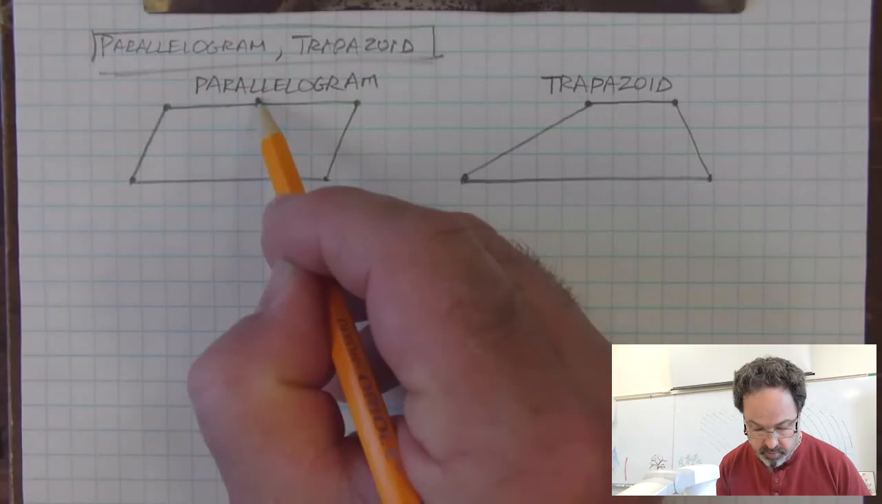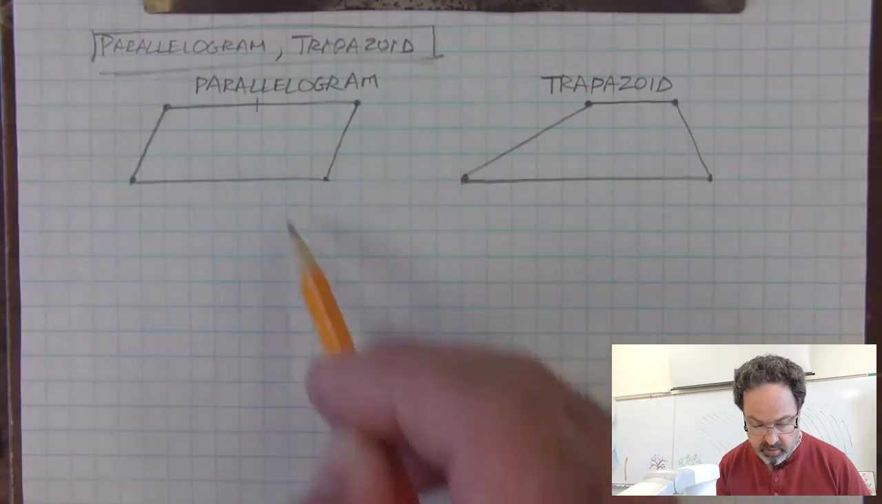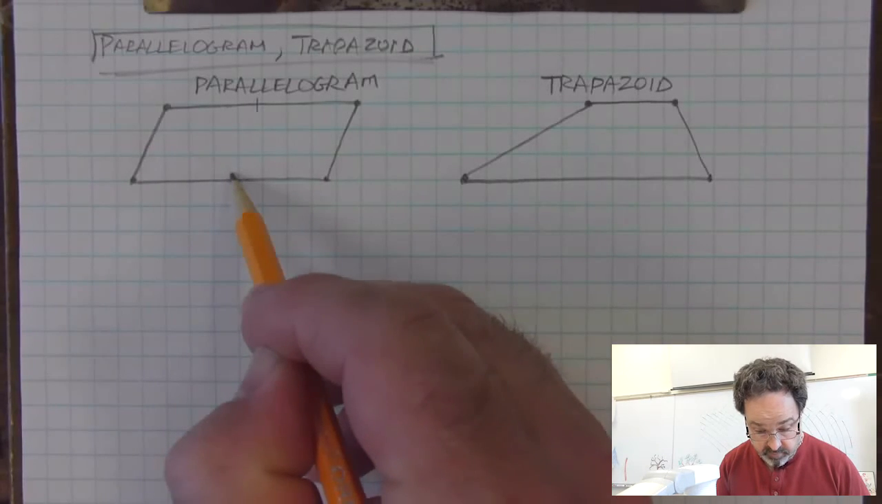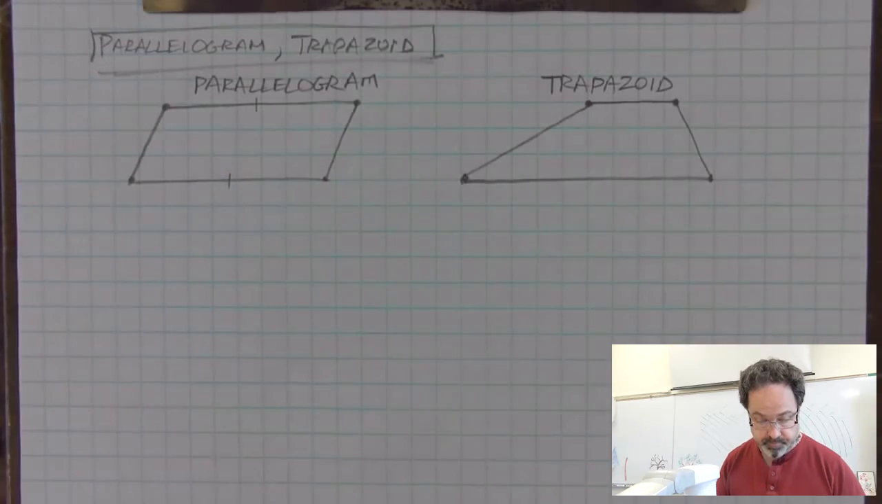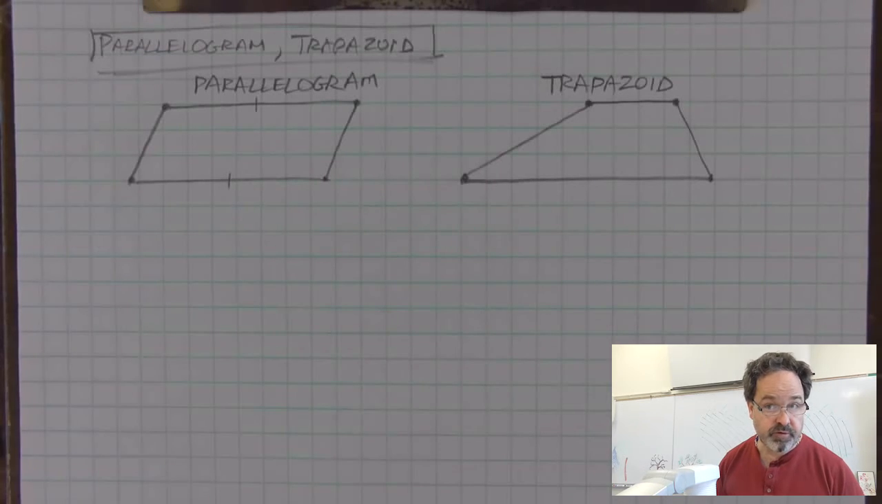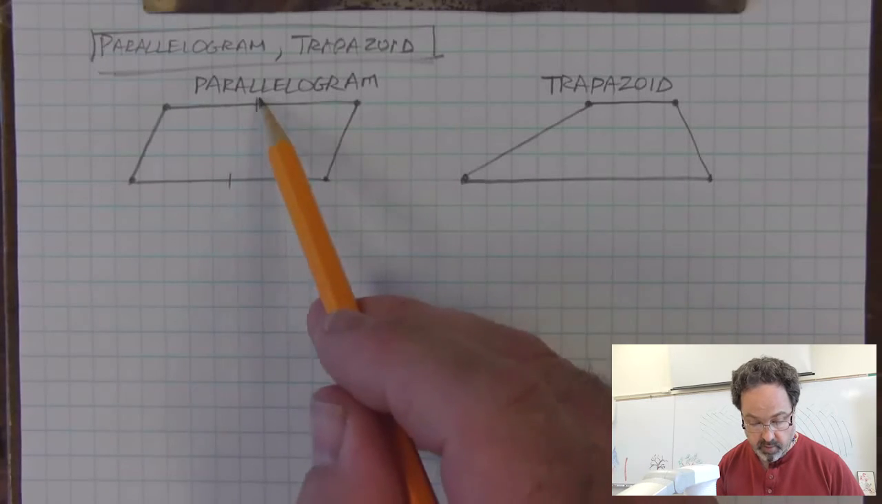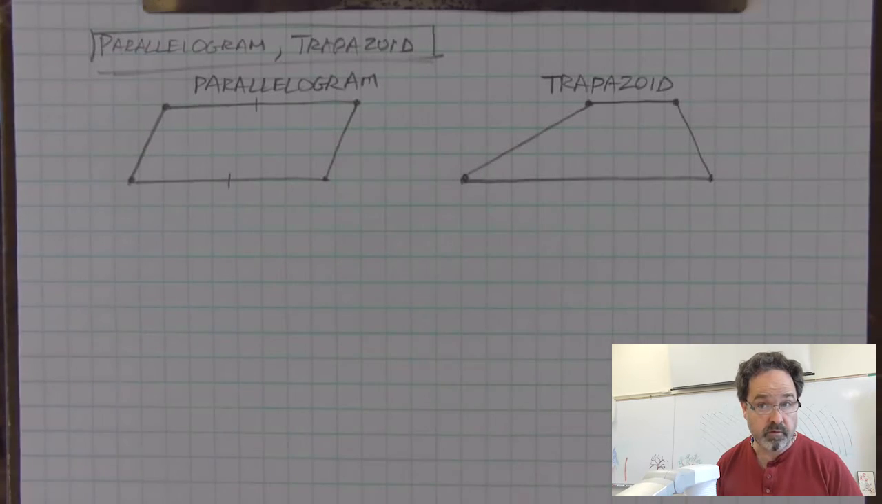If I put a tick mark in the middle of this side of the parallelogram, and the same number of tick marks, in this case 1, on this side, I've used notation to show that the measure of those two sides are equal. I may not know what the measure is, but if I have the same number of tick marks on two different sides, then those two sides are equal in measure.